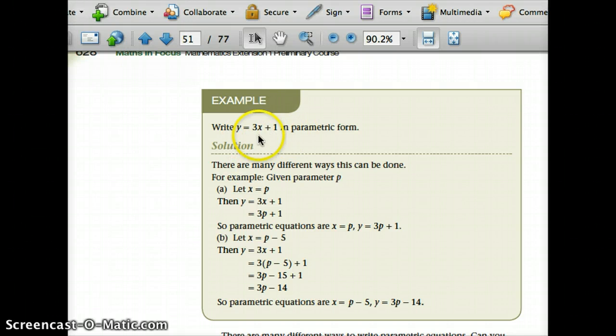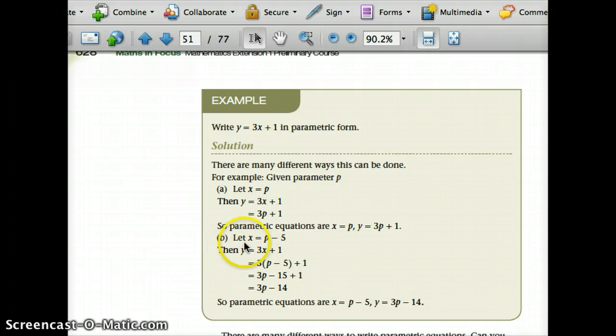We've got y equals 3x plus 1. Now, we just choose a parameter. You can choose any parameter you want. Let x equal p. If x equals p, then for the equation y equals 3x plus 1, when we replace x with p, it becomes 3p plus 1. So we decided that x equals p, and y equals 3p plus 1. Now, we can write this equation in terms of p if we like. We can say p equals x, and p equals whatever it comes out to when I rearrange that for p.